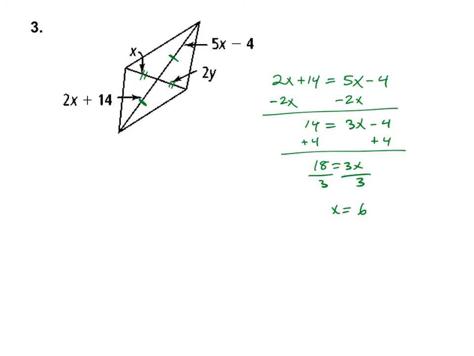Now on the other diagonal, I know that x has to equal 2y. We already know that x equals 6. So I'm going to substitute 6 for x, and divide. So y equals 3.